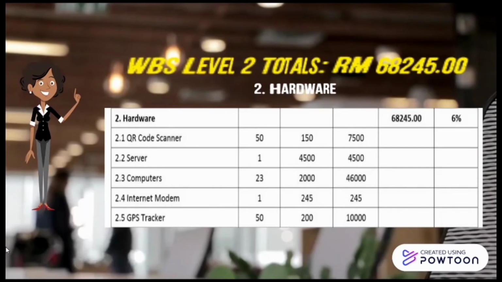Lastly, we need 50 units of GPS tracker that will be put on the bus. The price is 200 per unit. The total WBS of this part calculation is 68,245 ringgit.